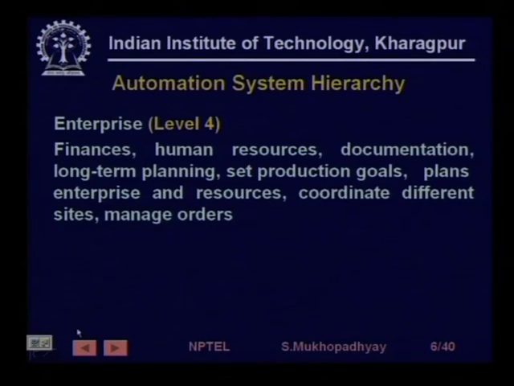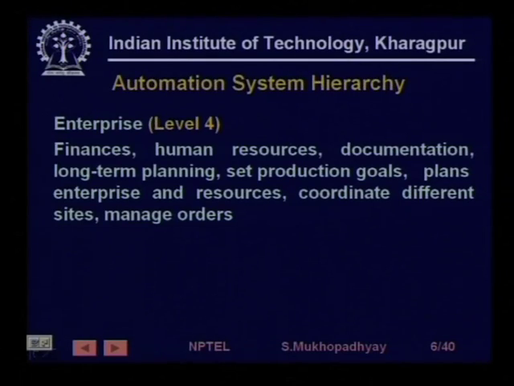So, if you take a brief look at the various levels. At the highest level, you have enterprise level systems or business systems, where you talk about finances, human resources, documentation, and long term capacity planning: looking at the order and the market, whether you need to set up a new plant or acquire a certain kind of machine, what kind of production goals you want to achieve. These are the kind of things that are actually done at the enterprise levels.